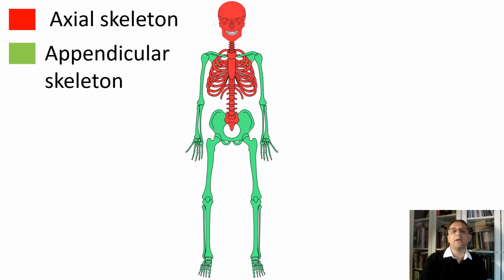The bones outside of the axial skeleton are part of the appendicular skeleton, from the Latin word meaning to hang upon. The shoulder blades, collarbone, arm, hip, and leg bones are part of the appendicular skeleton. These bones usually play a role in body movements. The axial skeleton together with the appendicular skeleton form the complete skeleton.